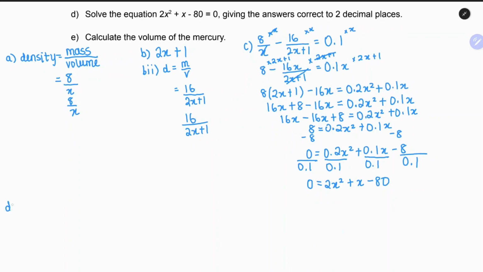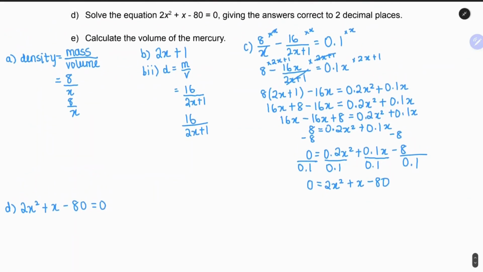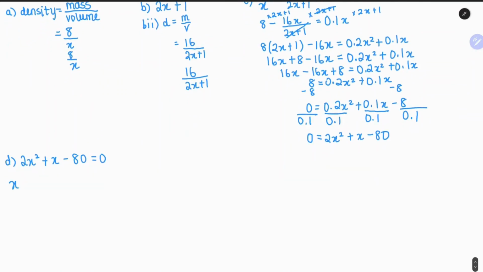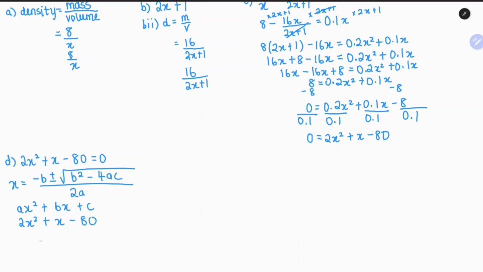Now it says solve the equation 2x squared plus x minus 80 is equal to 0. Please remember that you always need that quadratic formula. You always have to cram it. So this is how it looks like, as we've been writing it all along. As usual, ax squared plus bx plus c. And then we write it down, 2x squared plus x minus 80 is equal to 0.